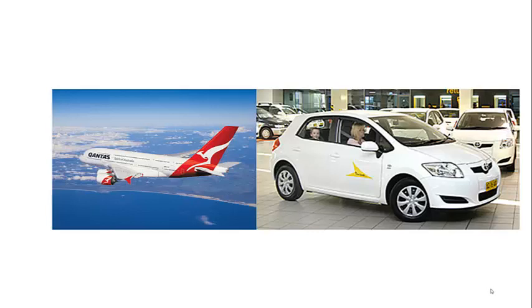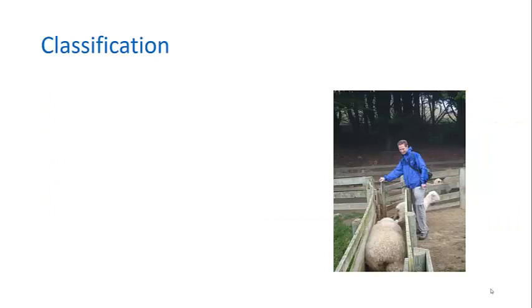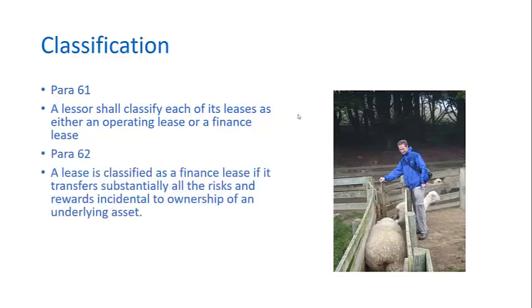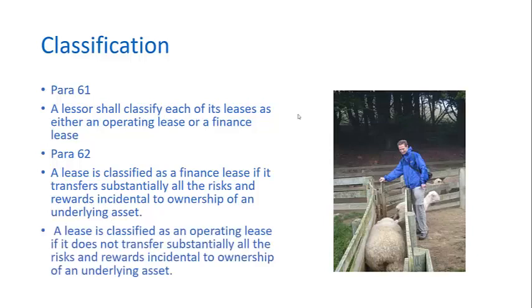The issue is that from a lessor perspective, these have fundamentally different issues. And this is recognised right at the beginning in terms of accounting for leases by lessors. Paragraph 61 requires that a lessor shall classify its leases into operating leases or finance leases. These are distinguished on the basis of where the risks and benefits incidental to ownership of the asset lie. If they are effectively transferred to the lessee, then it's going to be classified as a finance lease, whereas if it's retained by the lessor, it's an operating lease.